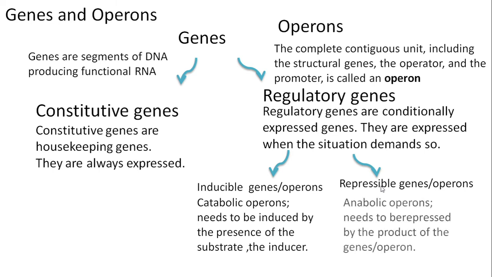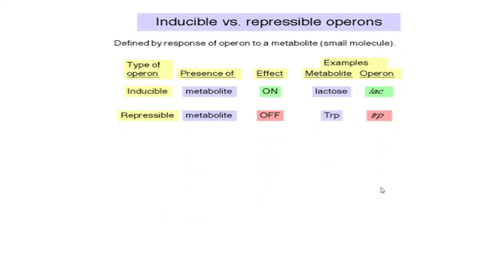Repressible operons are, on the other hand, they were running. They were in switched on mode. They were in positive mode. So when the particular product becomes excess, then it goes into switch off mode. It is repressed. So it is basically an anabolic operon. Example of an anabolic operon is the tryptophan operon, trp operon. We will talk about that in the next video.